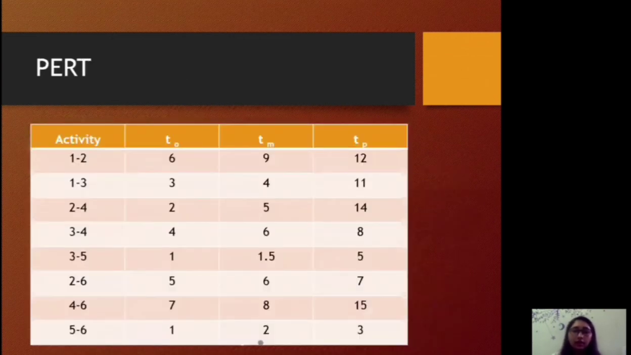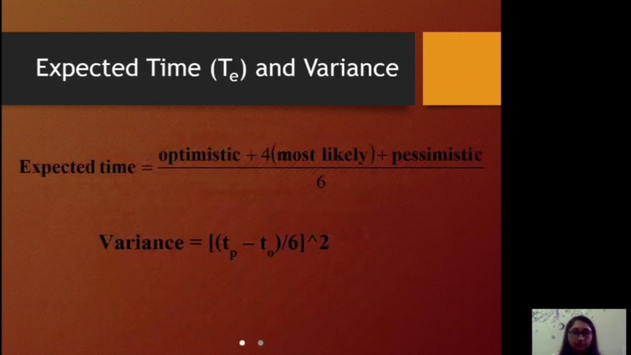Now let us take an example of PERT. Here we will do activity on arrow. Now here activities are given. TO is optimistic time, TM is most likely time, and TP is pessimistic time. As discussed earlier, it is already given. The time is not known to us. Expected time, TE, and variance.